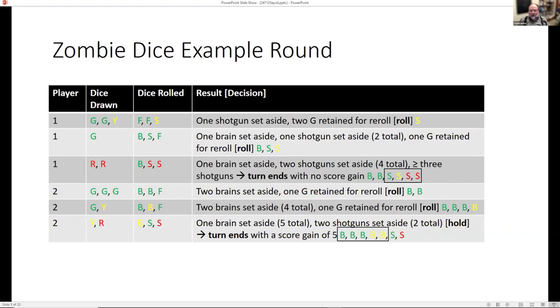On the third roll, they roll a brain and 2 shotguns, all of which are set aside. Now they have 2 shotguns, a high jeopardy situation, and 5 brains, so they opt to hold, scoring 5 points that they will have henceforth. And that's an example round.